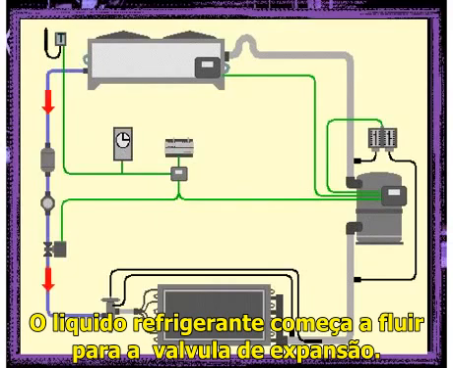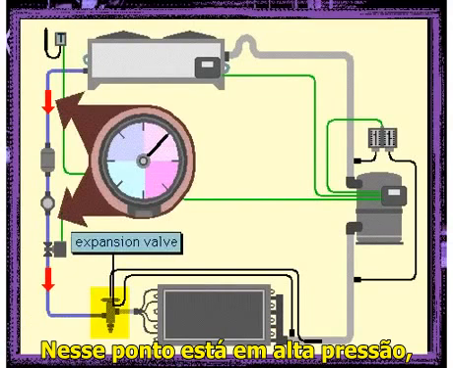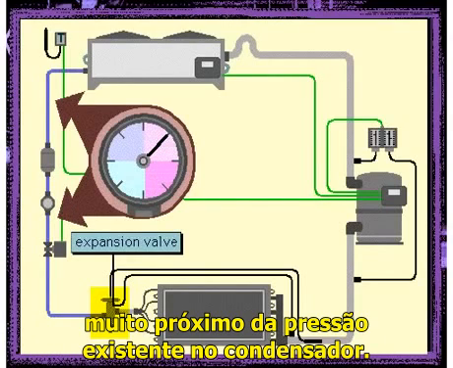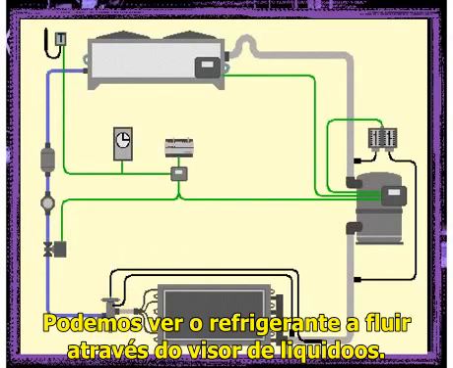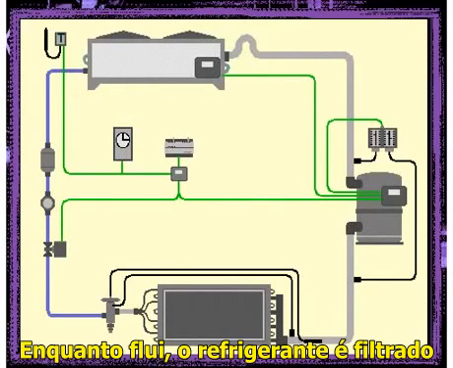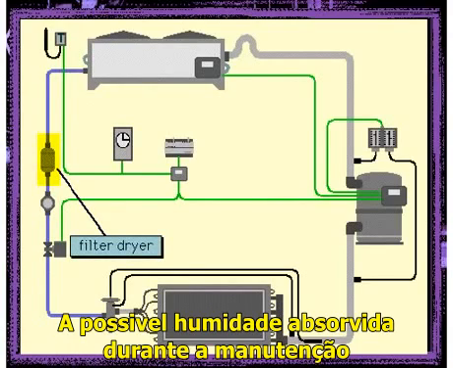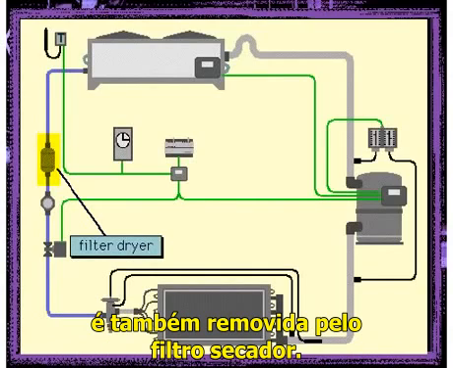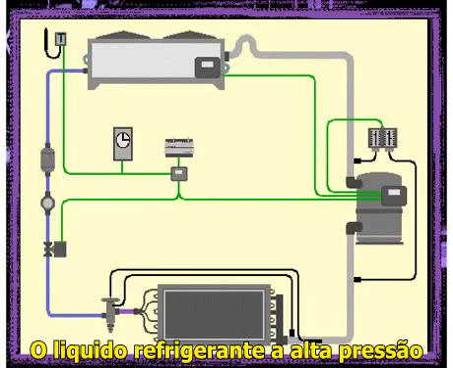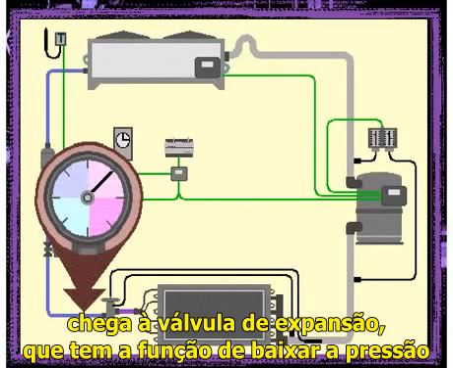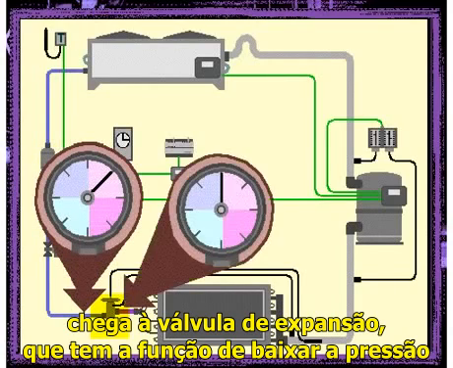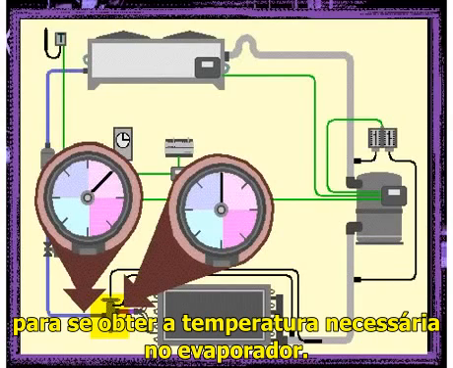The liquid refrigerant starts to flow towards the expansion valve. At this point, it is at high pressure, with the pressure being close to the pressure it had in the condenser. You can see the refrigerant flowing through the sight glass. As it flows, the refrigerant is filtered to remove possible residues or metal particles. The moisture it may have absorbed during maintenance is also removed by the same filter dryer. The liquid refrigerant at high pressure thus arrives at the expansion valve, which is set to lower the pressure to obtain the temperature required in the evaporator.